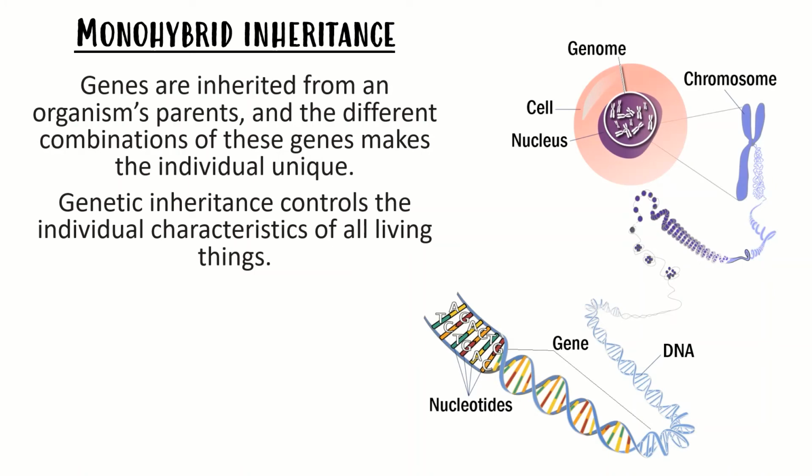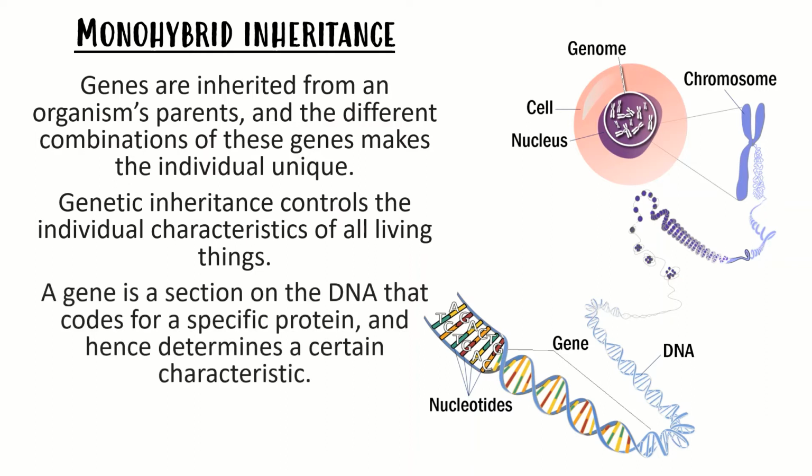So there we have the genome. Inside the nucleus of the cell, we have lots of chromosomes, which are made up of DNA. On that DNA are certain sections called genes. We've just done protein synthesis and learned that genes code for specific proteins. So a gene is a section on the DNA that codes for a specific protein and hence determines a certain characteristic.